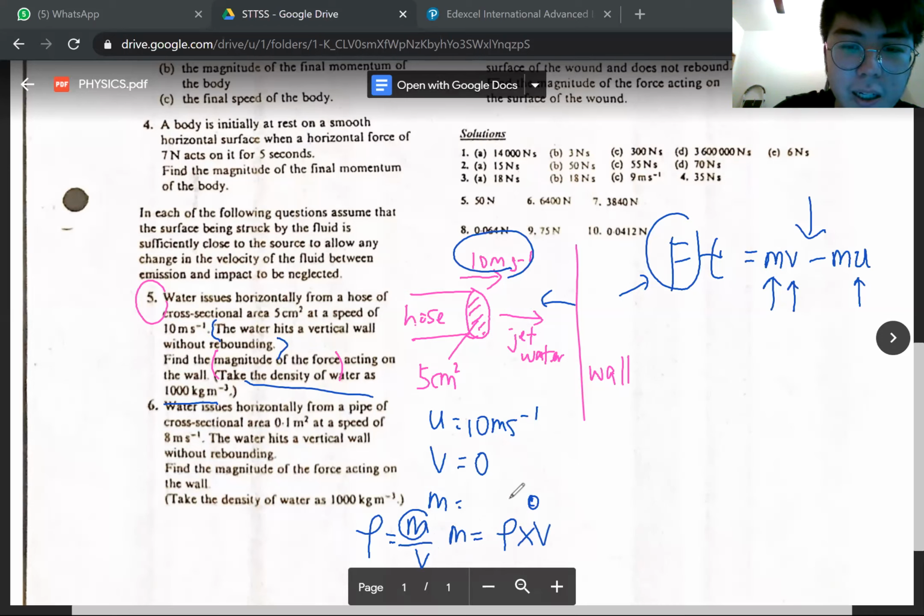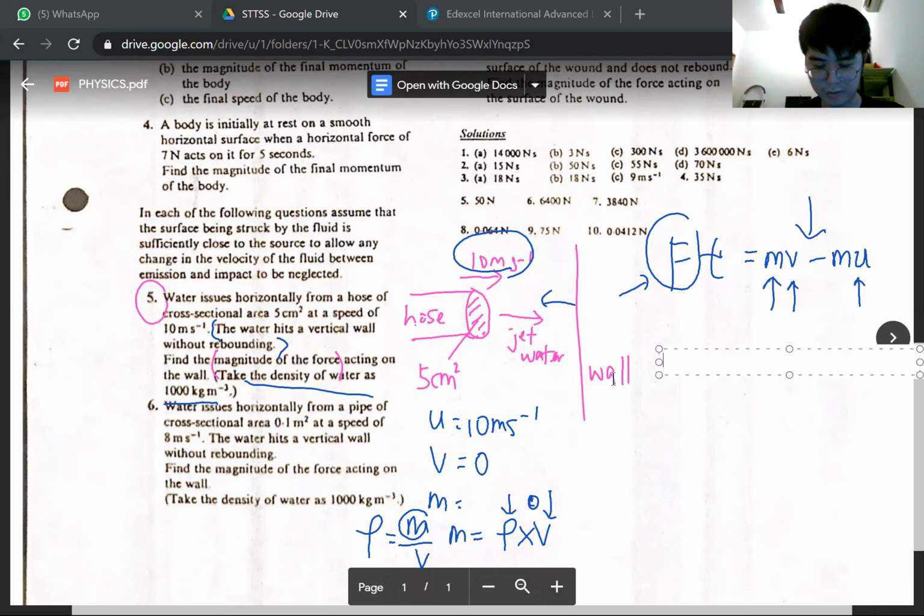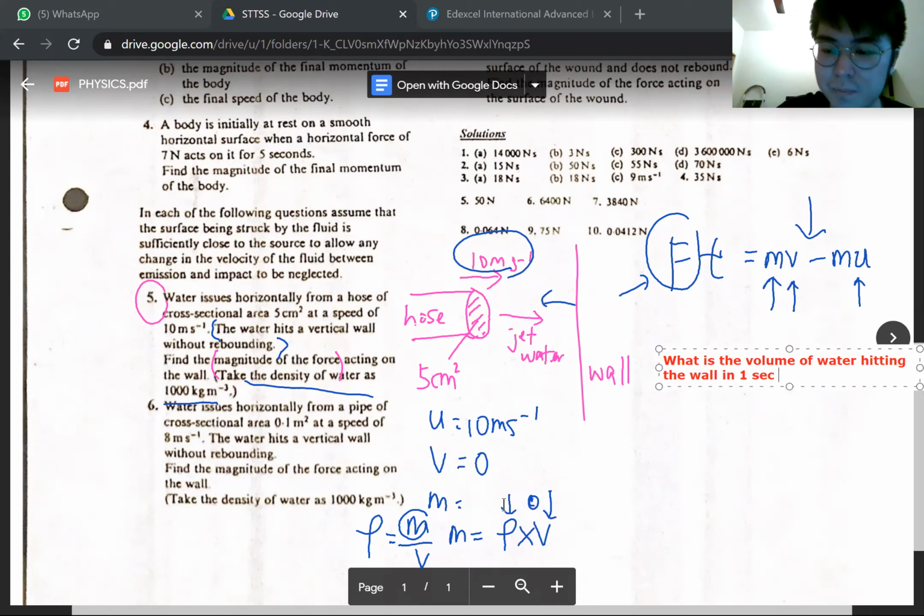Now, since I already know the density of water is given, how do I find the volume of water? How do I find the volume of water? This is where it gets challenging. Now, let's find out what is the volume of water hitting the wall in 1 second.